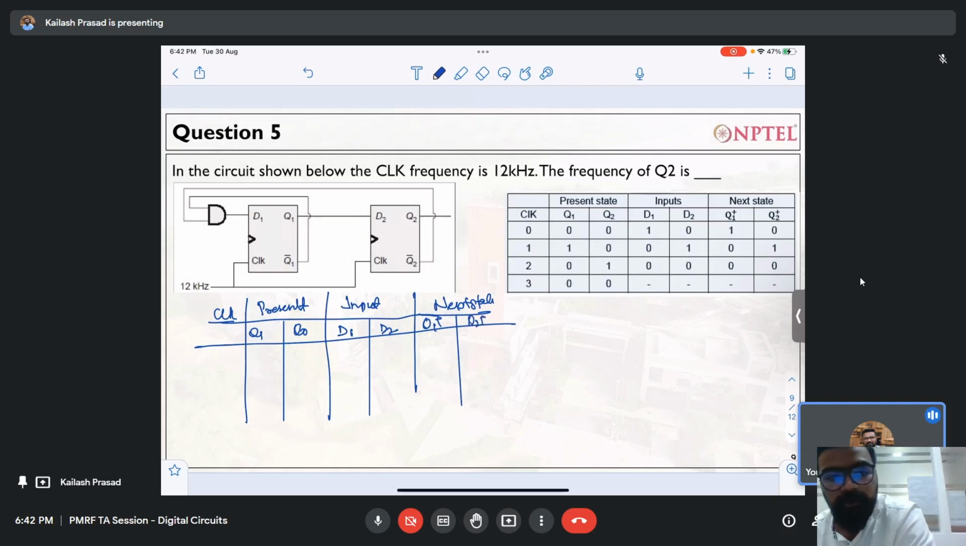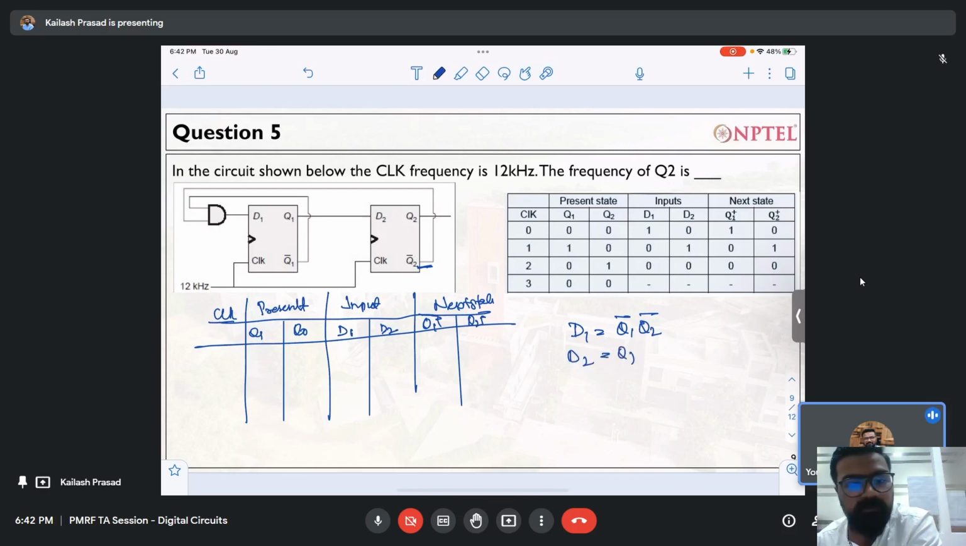If you see here, the d1 that you are getting is q1 bar and q2 bar, so d1 is q1 bar AND q2 bar. And d2 is q1 itself. That's simple.